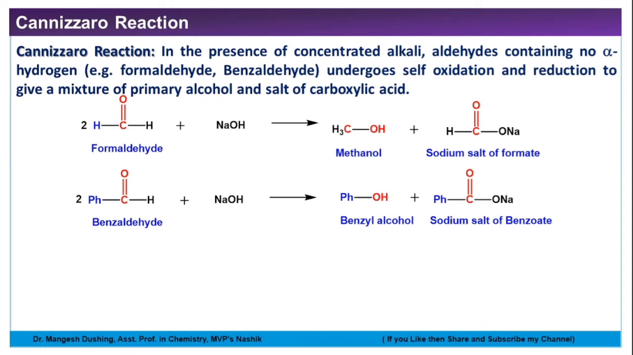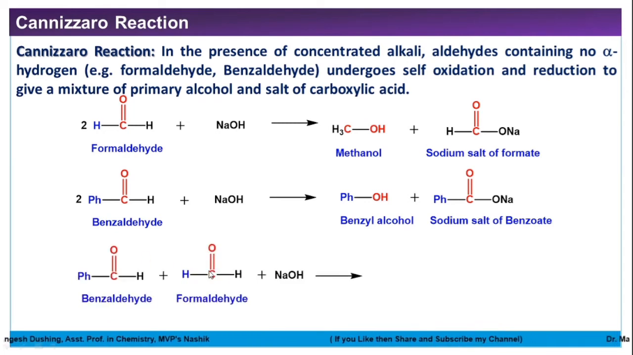This reaction can be done by choosing two different aldehydes like benzaldehyde and formaldehyde. This type of reaction is called the cross Cannizzaro reaction. One is benzaldehyde, one is formaldehyde, but no aldehyde should contain an alpha hydrogen atom. Both aldehydes must be without alpha hydrogen atom. Then one of the aldehydes will get oxidized and one will get reduced.